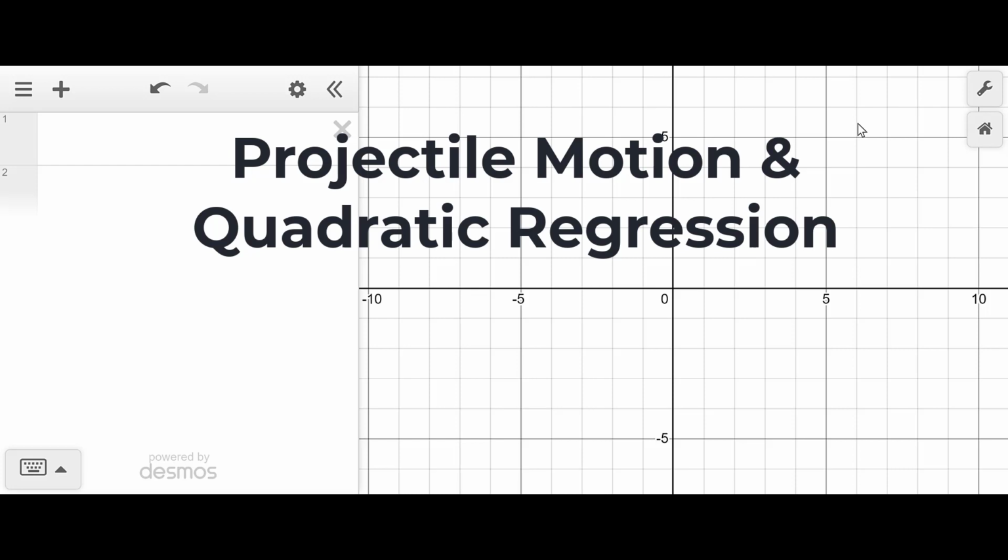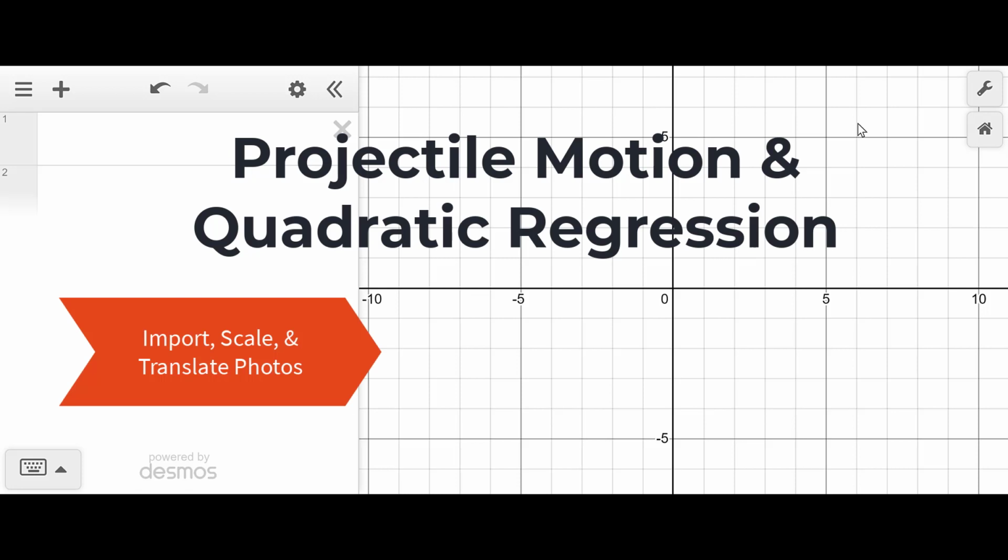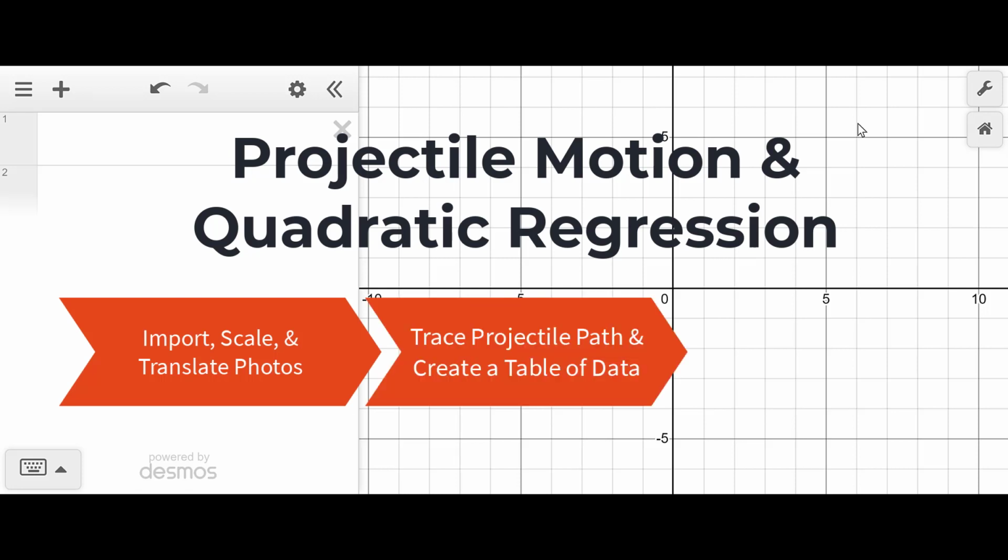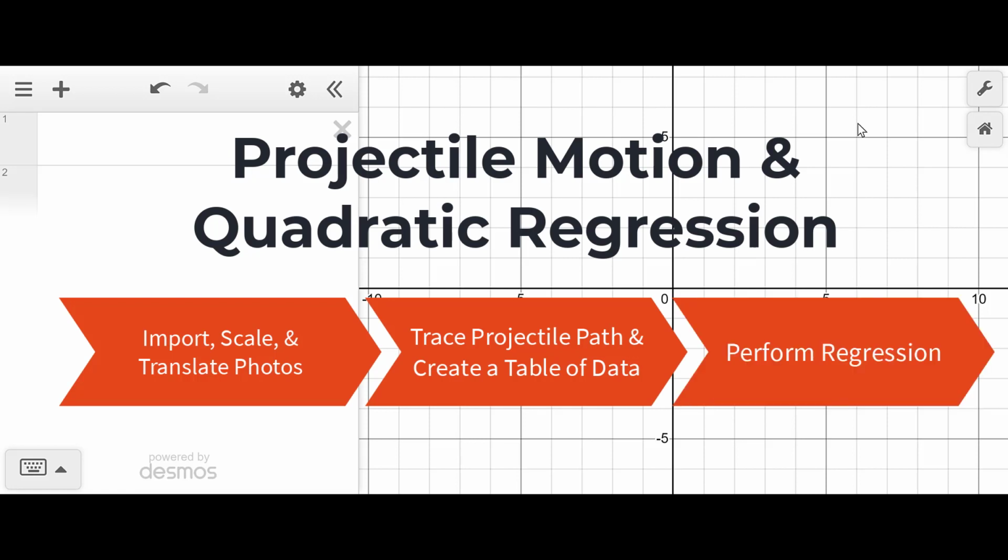I'm making this video to support our projectile motion in quadratic project work. What we're going to be doing is taking some videos of projectiles in motion, and we're going to extract still photos from those videos. In this video, I am going to show you how to take those still photos, import them into Desmos, and use them to perform quadratic regression. In other words, model the projectile motion's path.